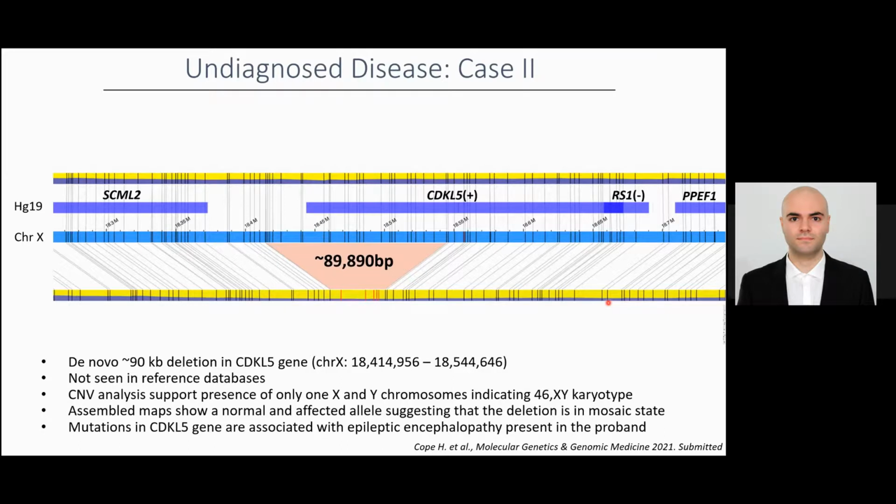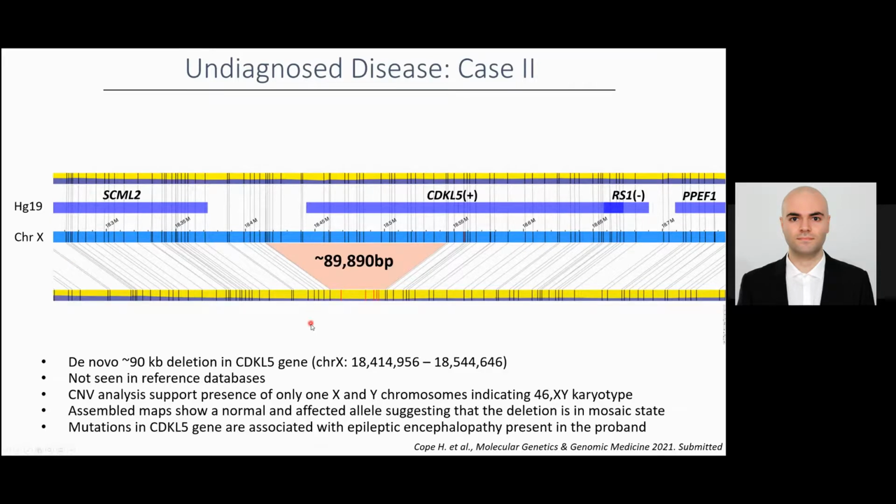But one thing that looked a little odd was that optical mapping had identified this deletion as present in 2 different maps on chromosome X, which is typically not the case because this case has a 46,XY karyotype, and we typically see 1 map.